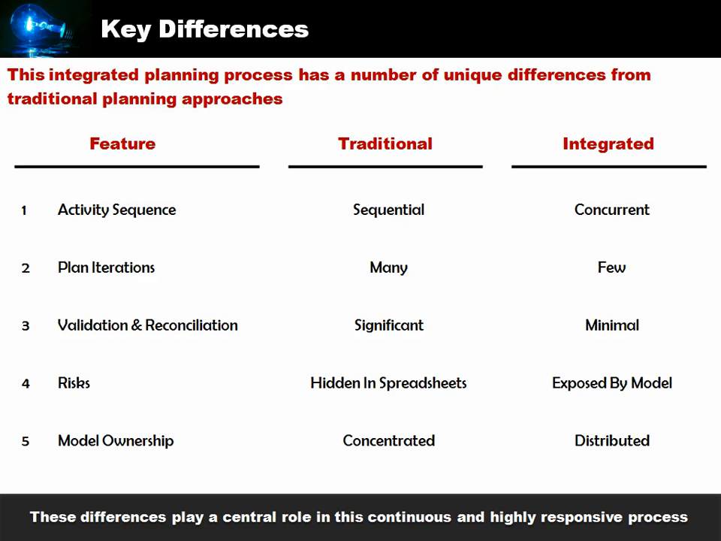There are 5 primary differences between traditional and integrated planning processes. The main one is the first one. What the integrated model does is to remove planning dependencies. And it's this ability to do concurrent planning which is the main driver of cycle time reduction.